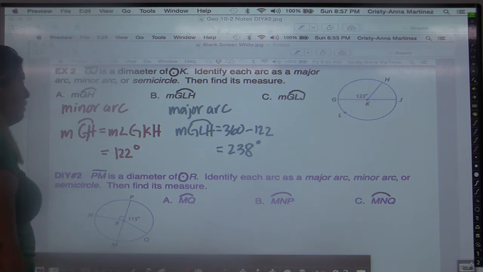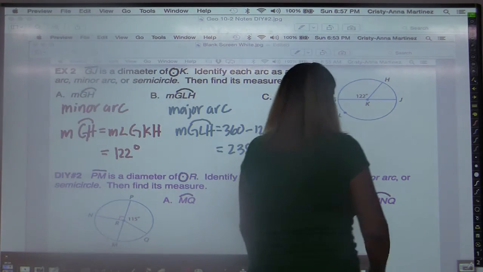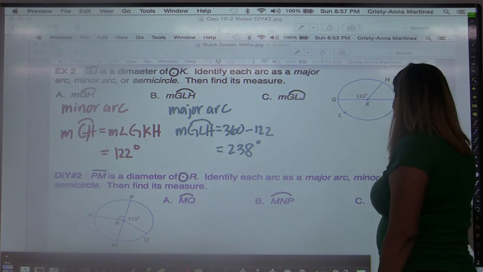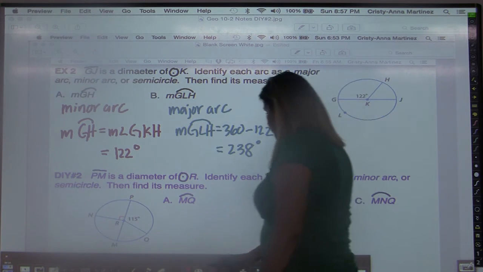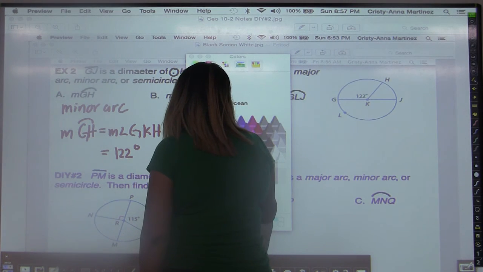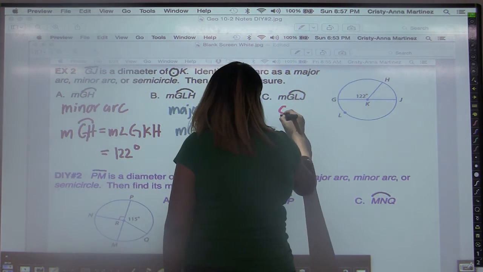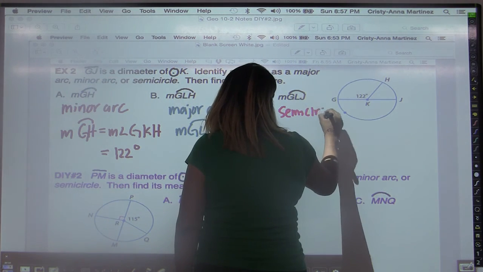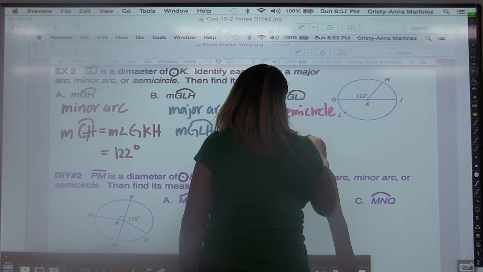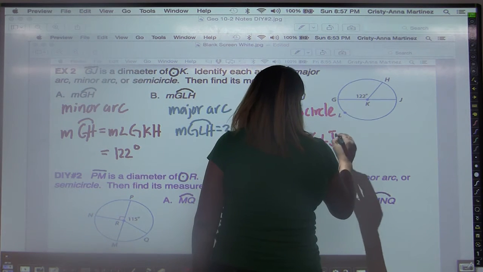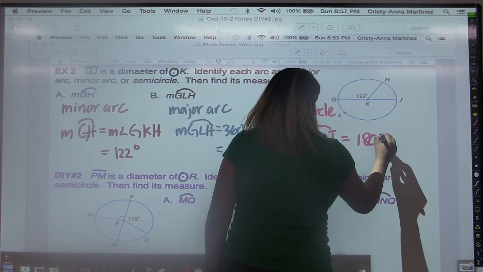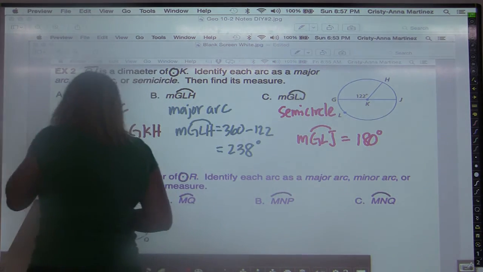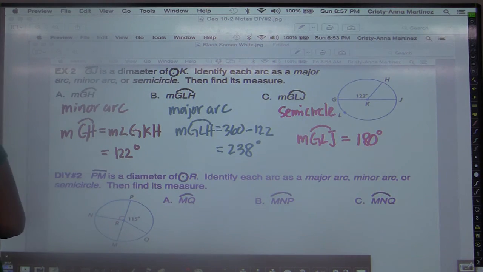Then in part C, we're doing GLJ. Here's G, L, to J, and that's actually a semicircle. With a semicircle, we know that it always has a measure of 180. So the measurement of arc GLJ will equal 180. That's example 2. Now you can do Do It Yourself number 2, parts A, B, and C.